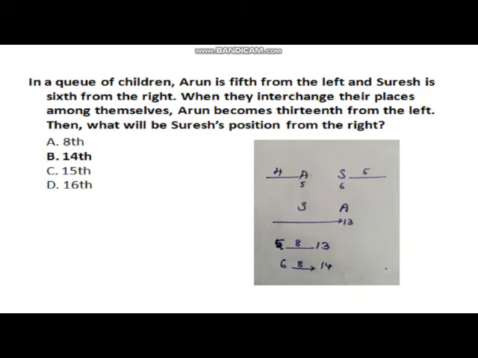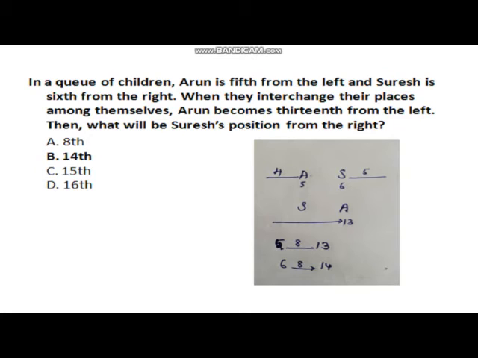Next question. In a queue of children, Arun is 5th from the left, so 4 persons before Arun, and Suresh is 6th from the right, so 5 persons after him. When they interchange their places among themselves, Arun becomes 13th from the left. Then what will be Suresh's position from the right? This is how we have to look at these kinds of questions. Arun's position changed from 5 to 13, which means 8 positions have changed. So obviously Suresh's position will also change, from 6 plus 8, which is 14th position. So Suresh's position will be 14th after interchanging.